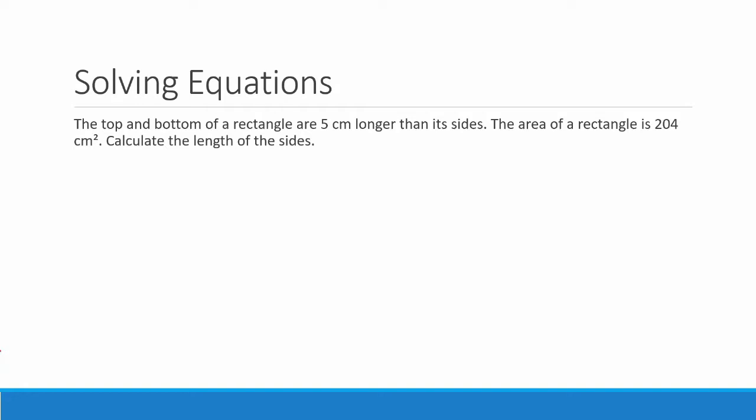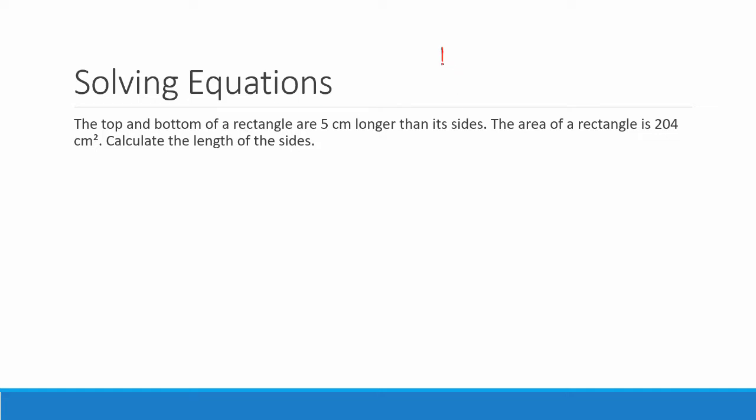Hi guys, in this video we're going to form and solve a quadratic word problem. So reading this, it looks quite straightforward, although the numbers might be a little awkward. Let's have a look. The top and bottom of a rectangle are 5 centimeters longer than its side.